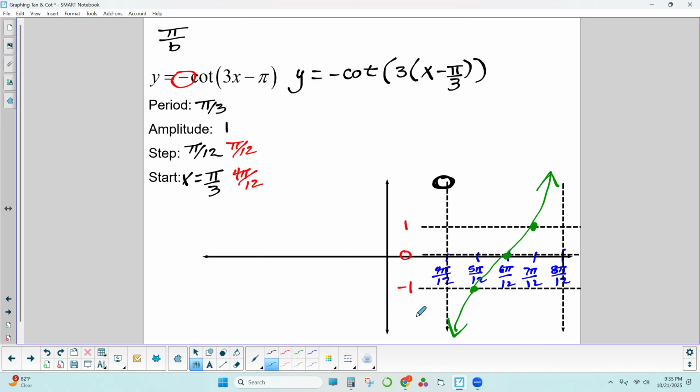All right. So join me in the next video with tangent and cotangent. We will look at a few more challenging transformations, and we will graph maybe 2 periods. All right. Hope to see you soon.